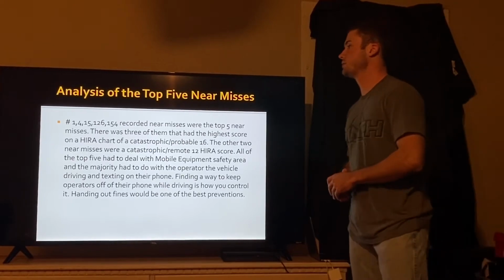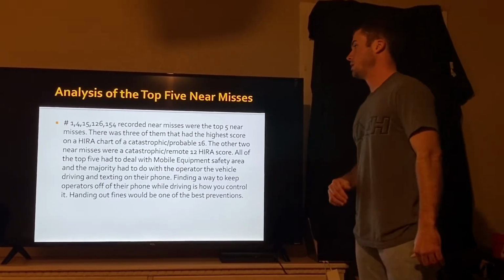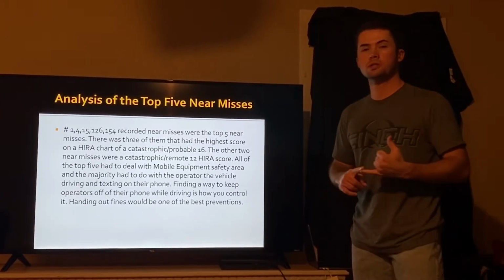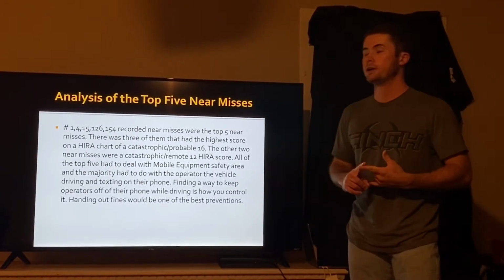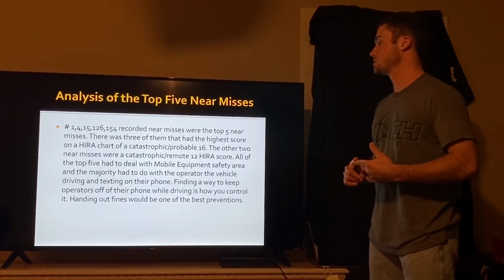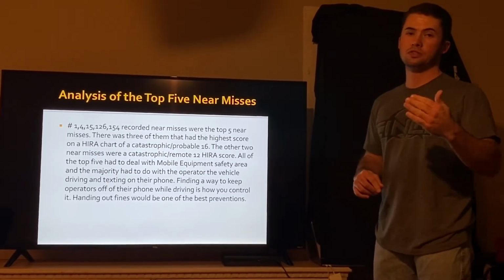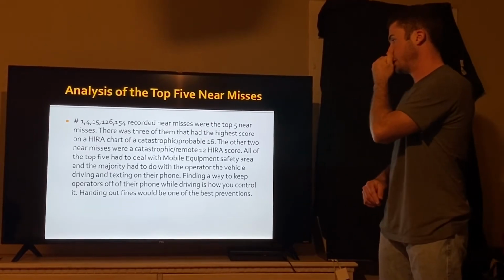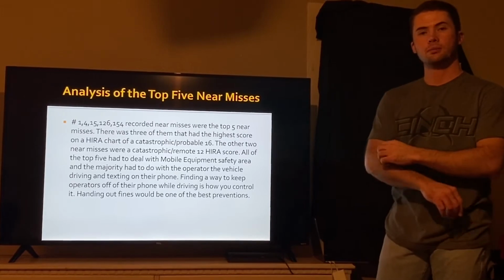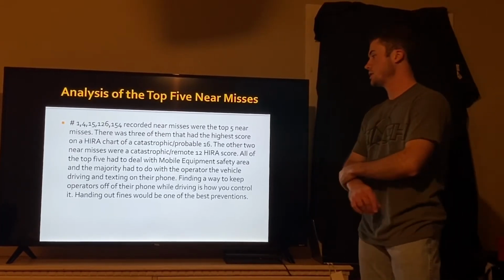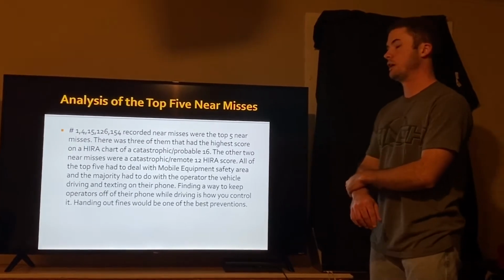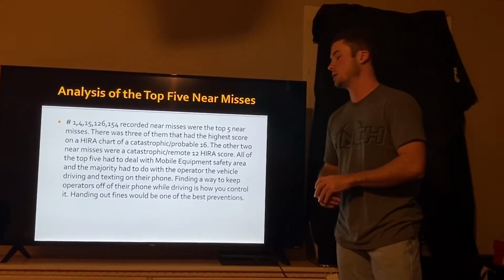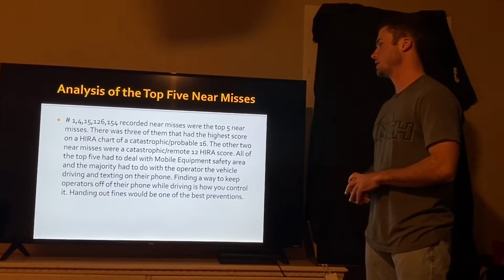Next, we have the analysis of the top 5 near misses. Our top 5 were number 1, number 4, number 15, number 126, and number 154. Those are our top 5 near miss reports in the order they were given. They all had to do with mobile equipment. Like I was talking about earlier in the higher graph, those top 5 came from mobile equipment, which was one of the worst areas for us. So that definitely is something we need to look at and pay attention to.